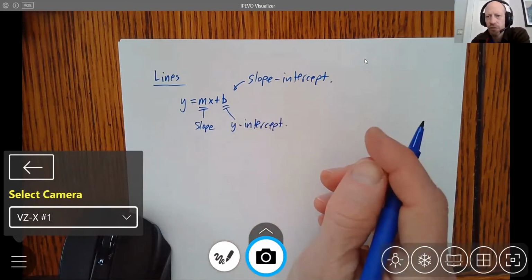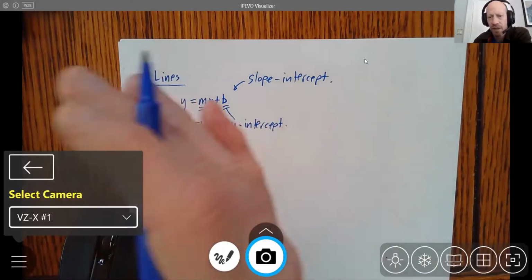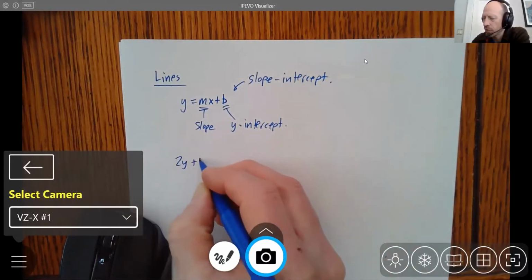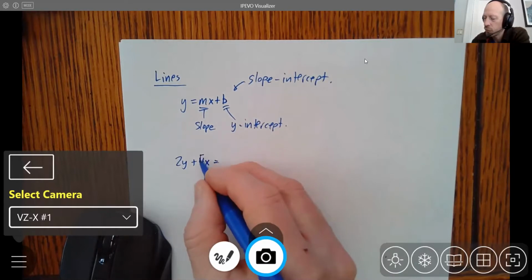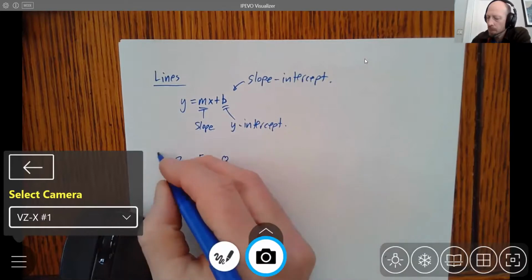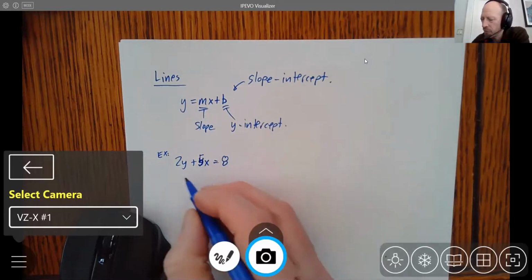Right, and those are important features of any line. They give us kind of where the line is located and then also the angle of the line. So if I give you a line like 2y plus 5x equals 8, this is a line because it's a linear equation in two variables. And if you want to graph the line or find its slope or really almost anything you want to do with it, we'd like to have it in this y equals mx plus b form.